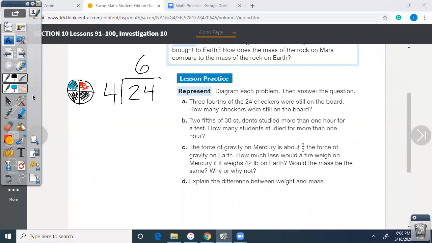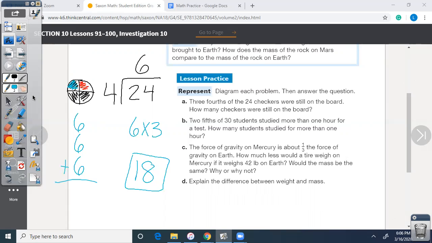Okay, so our job is to find 3/4. So that means we can do 6 plus 6 plus 6, or 6 times 3, which is 18. So our answer is 18 checkers were still on the board. Okay, 3/4 were still on the board. 3/4 of 24 is 18.